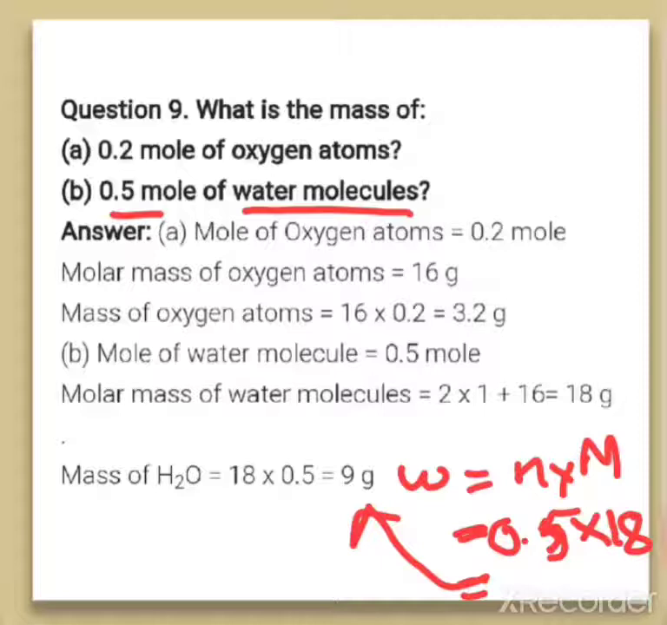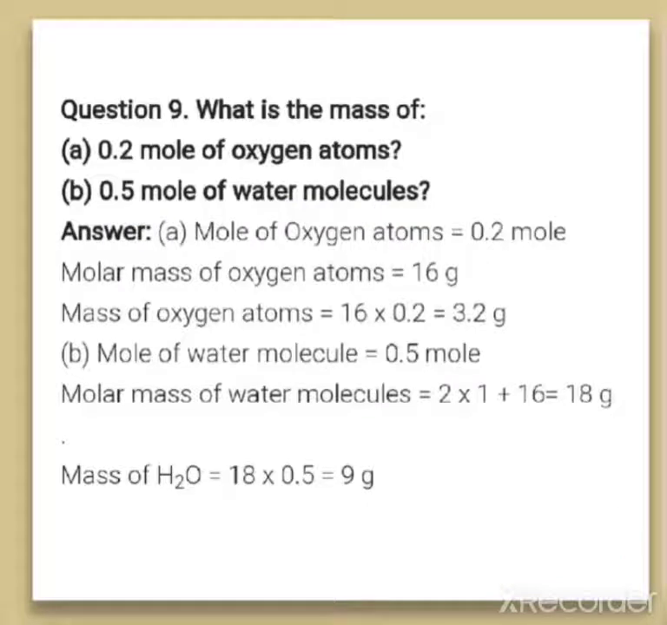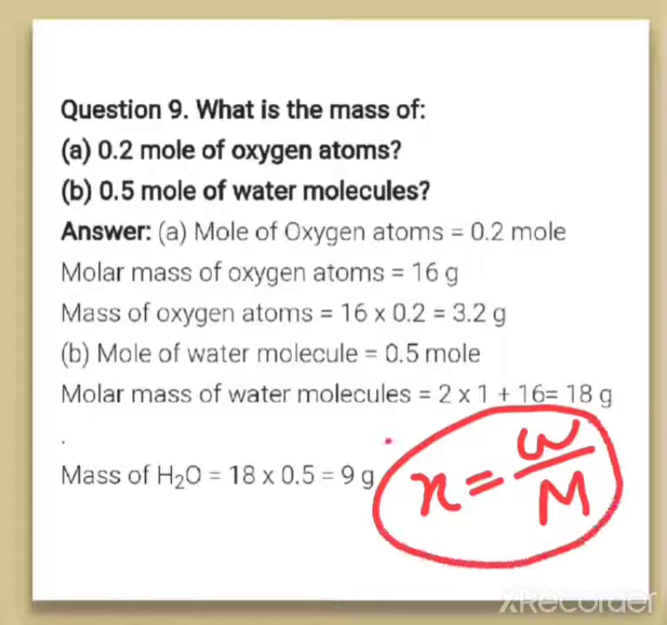That is the answer. So in this problem, we are using the mass mole relation formula, that is n is equal to W by M. You can use this formula to find the number of moles, and to find W, that is the given mass, you just need to rearrange it.